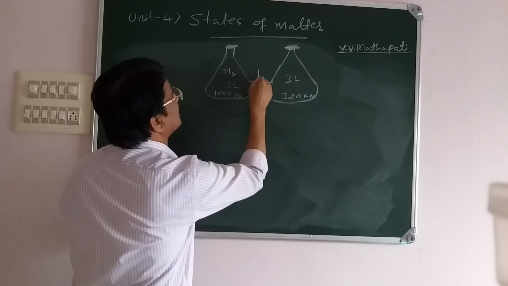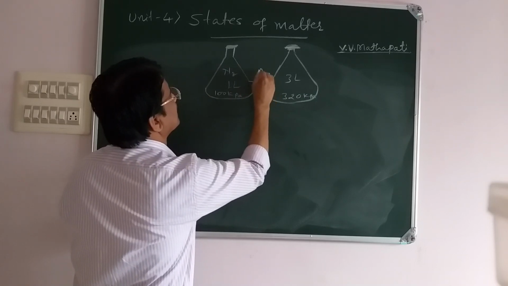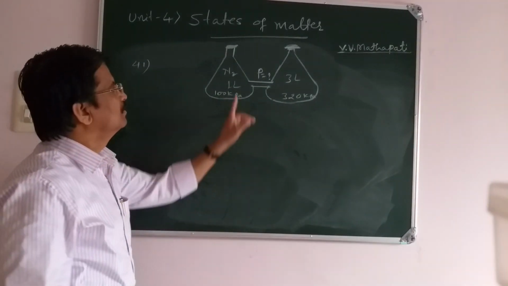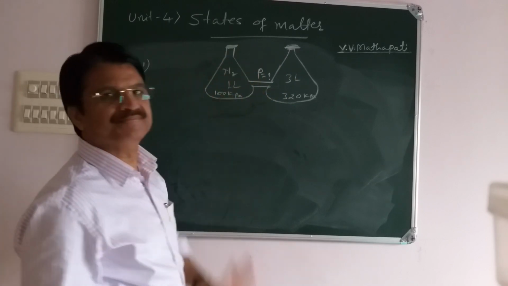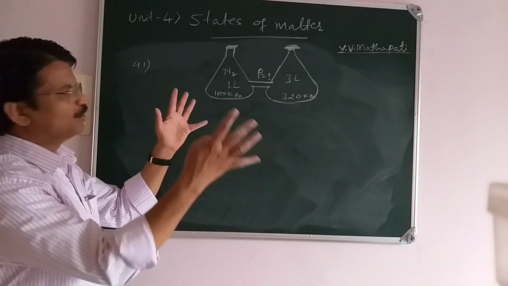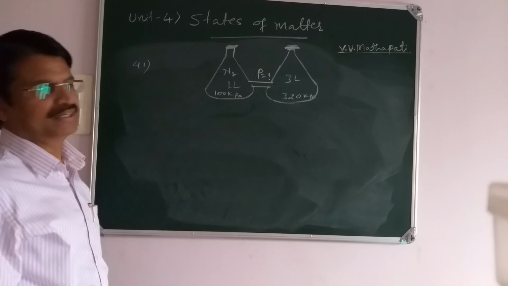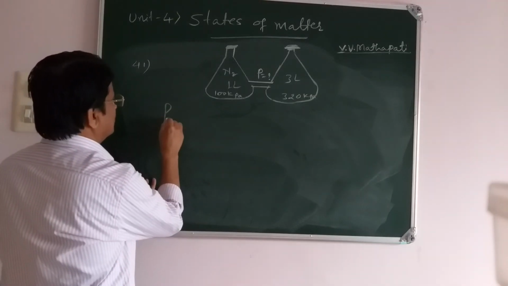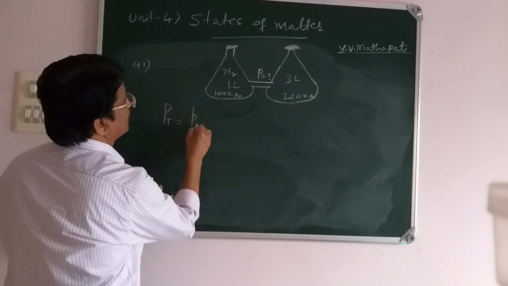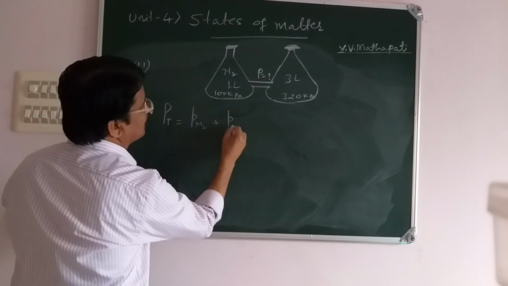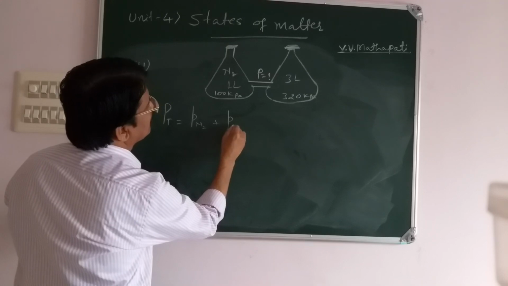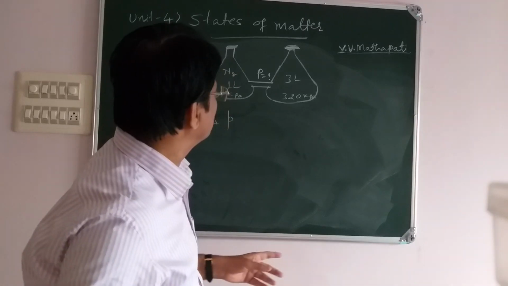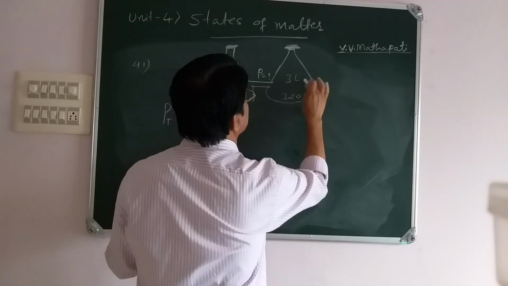When you connect these two flasks, what is the pressure of the mixture? Now you have to find out the partial pressure of both and calculate. Total pressure equals partial pressure of N2 plus partial pressure of the second gas, O2.